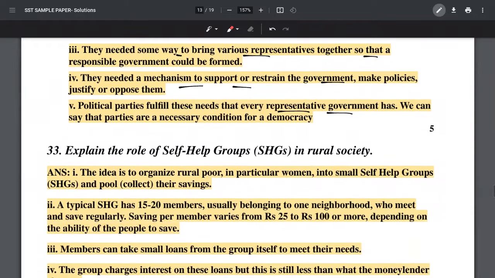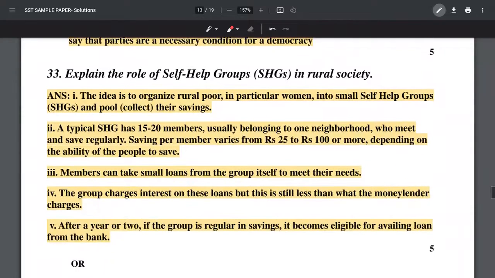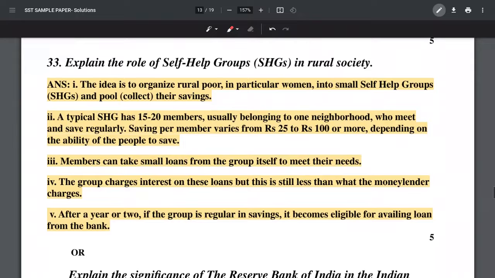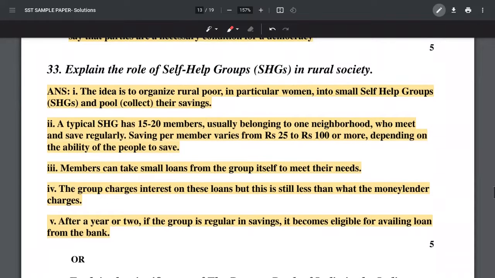Now let's check our next question, 33. Explain the role of self-help groups in a rural society. Now what are self-help groups? You have to explain their role.